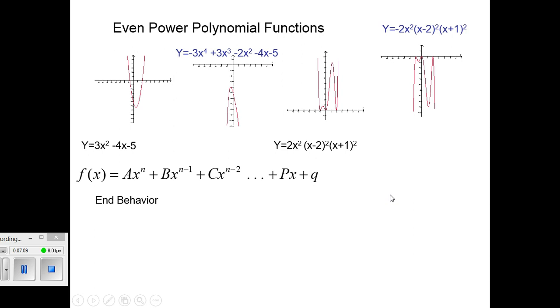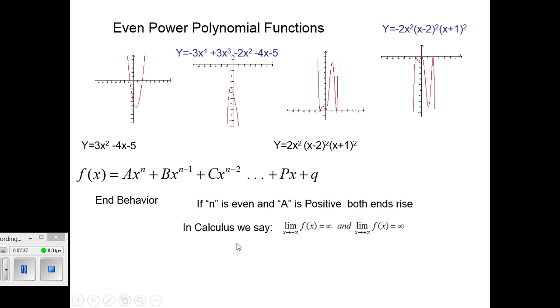The statement about the even power polynomials, once we determine that it's even, easy enough to do by the highest power again. We look at what's the end behavior. Both ends rise or both ends fall. Both ends rise when the coefficient to the highest power term is positive. Both ends fall when the coefficient to the highest power term is negative.